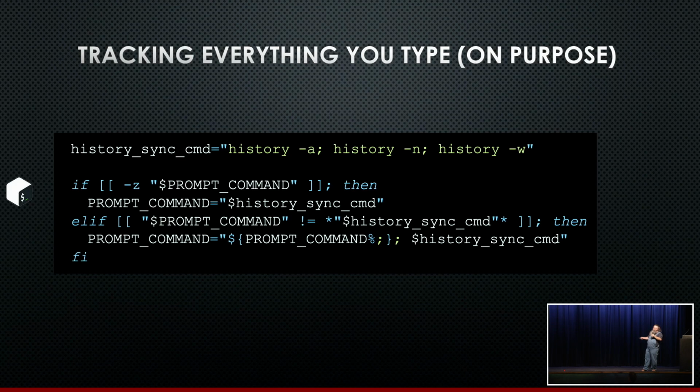Then there's history -a, history -n, and history -w. I always forget what all of those do. -a says always append new commands to the history file. -n says read updates from other sessions. -w says write the complete merged history file. So all this does is, basically, instead of running a command and then, if you close out the terminal, sometimes that last command won't be written to the history file.